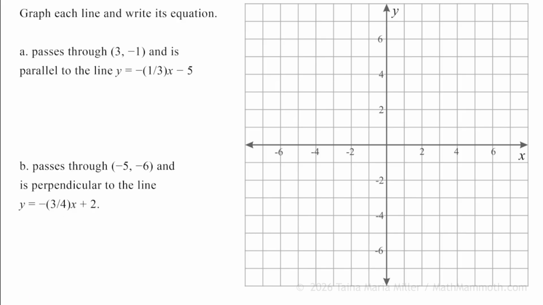The first one passes through 3, negative 1, and is parallel to the line y equals negative 1/3 x minus 5. It passes through a given point, and since it's parallel to a given line, then we know the slope. The slope of this line is minus 1/3, and so the slope of our line is the same. Passes through 3, minus 1, and the slope is negative 1/3, so we will go 1 and 3. Passes through this point here, so now we can draw the line.